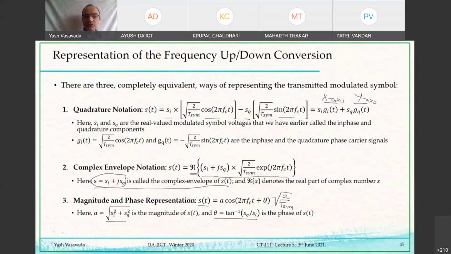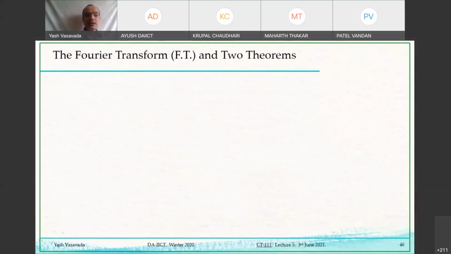Now, in order for us to appreciate this frequency up conversion and down conversion, I wanted to postpone this as much as possible, but I can't do it anymore. We have to at least get a definition of Fourier transform.